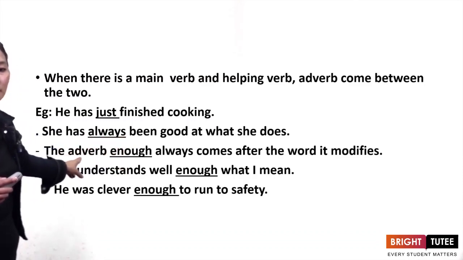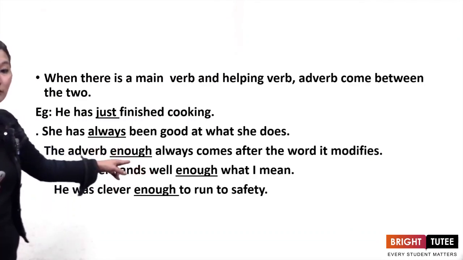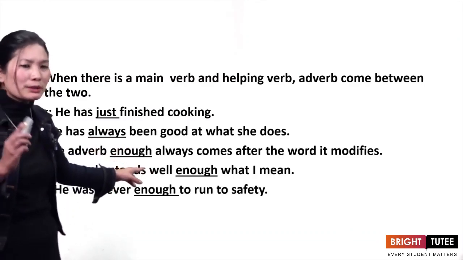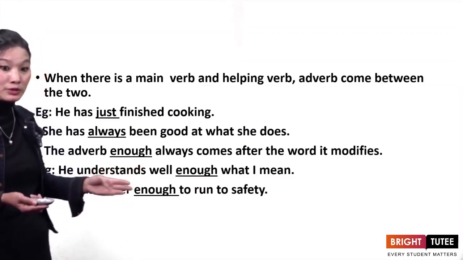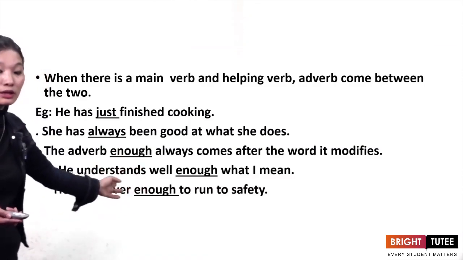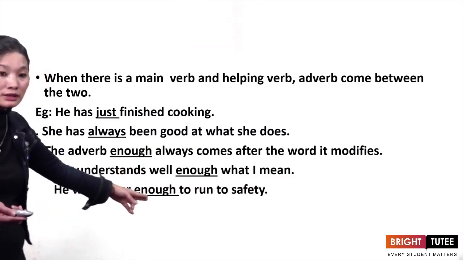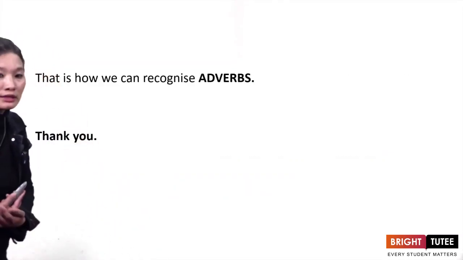The adverb enough always comes after the word it modifies. Enough is also an adverb, and it will always come after the word it modifies, not depending on the verb or the object. Okay, he was clever enough. What enough? Clever, right? So it always comes after the word it modifies. Okay, that is how we can recognize adverbs.